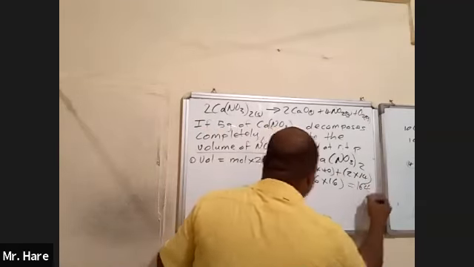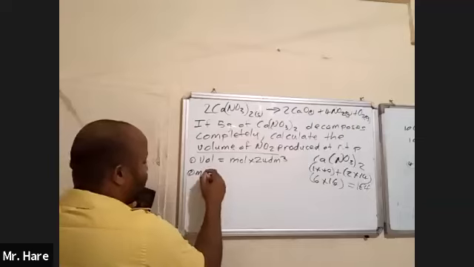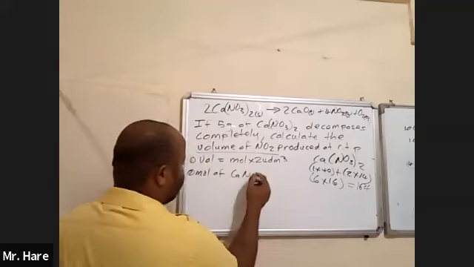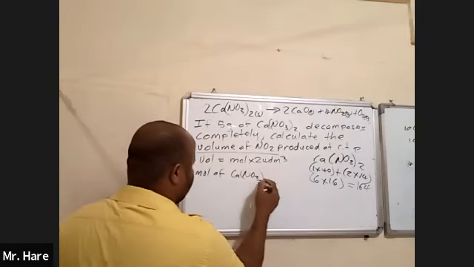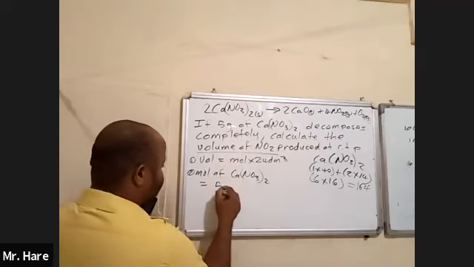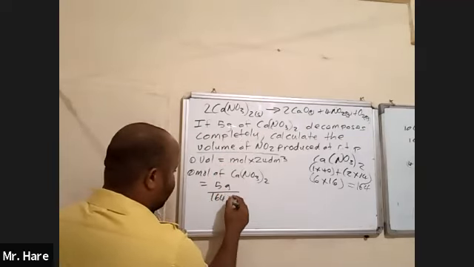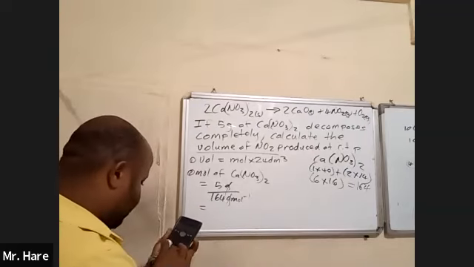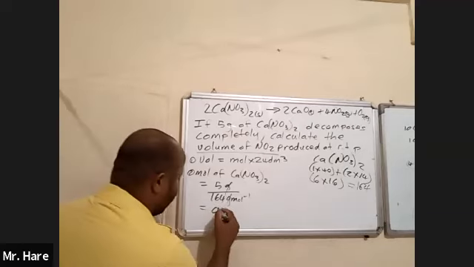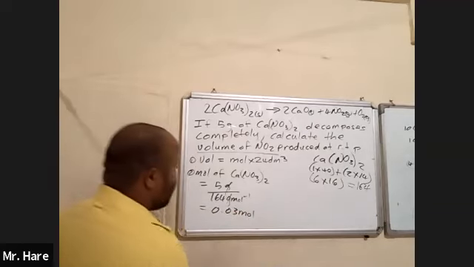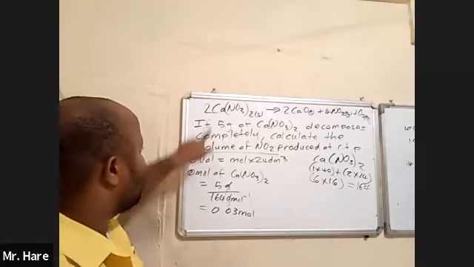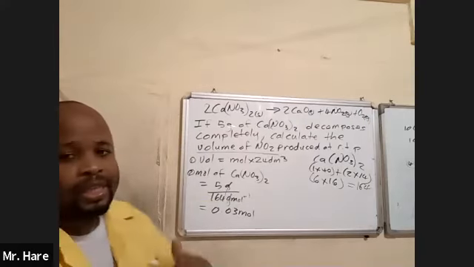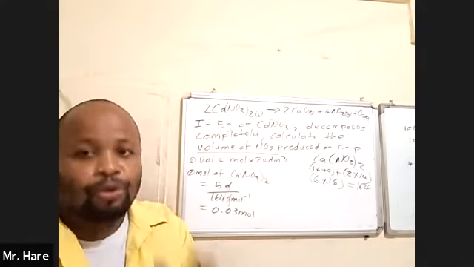To get the mole of calcium nitrate, it would be 5 grams divided by 164 grams per mole, which is 0.03. All right, good. Now, what is the mole ratio between calcium nitrate and NO2? 2 to 4, which is the same as 1 to 2.